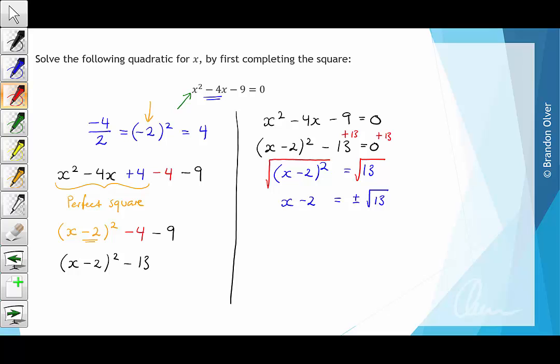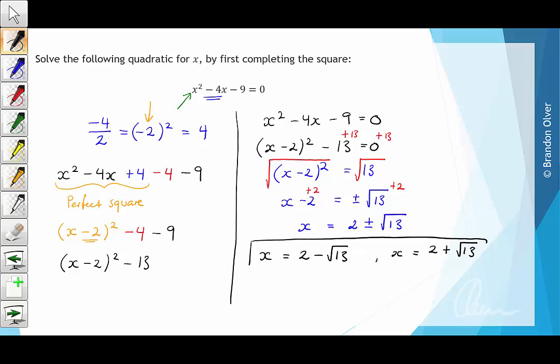So next we add 2 to both sides, add 2, and we've found that x is equal to 2 plus or minus the square root of 13. So because of the plus or minus, we can say that x is equal to 2 minus the square root of 13, or x is equal to 2 plus the square root of 13. And these are the two solutions for the equation above, and they also refer to the x-intercepts if we were to graph x squared minus 4x minus 9.